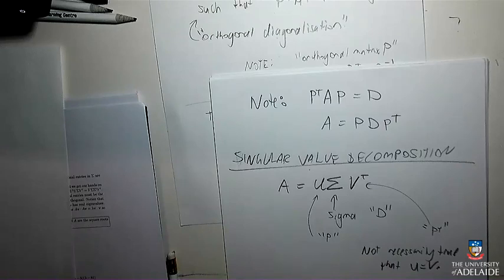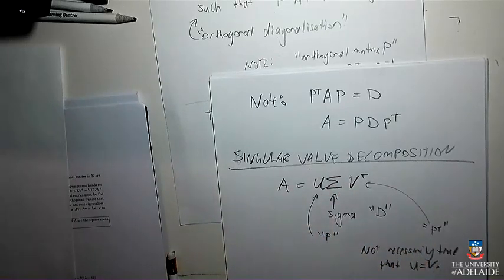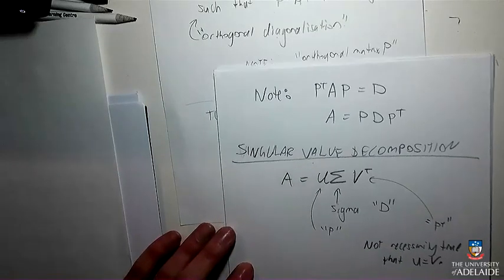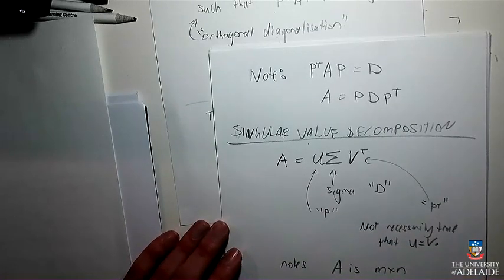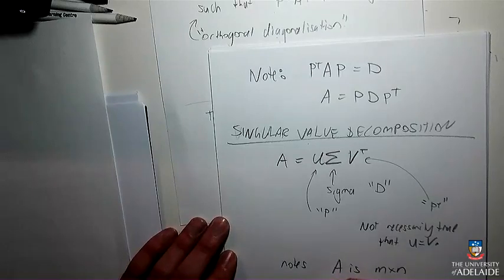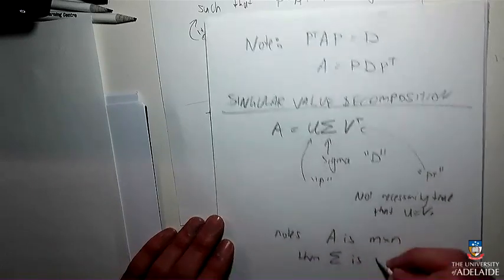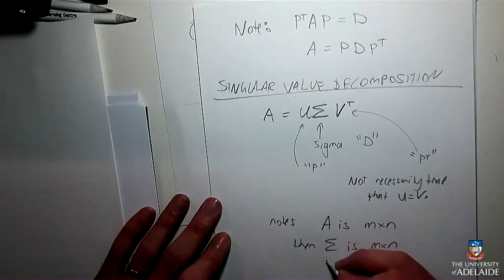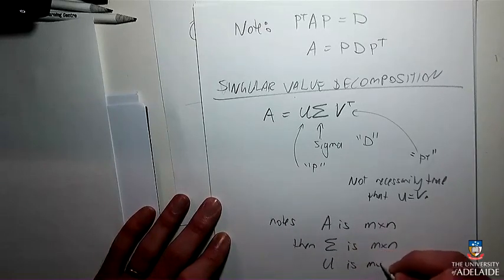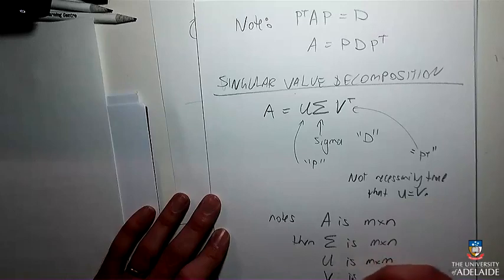And it may be that the matrix sigma and the matrix A are not square. But I'm pretty sure that the matrix sigma and the matrix A are the same size as each other. Yep. So just some notes. If A is m by n, then sigma is m by n as well. And U will have to be m by m, and V will have to be n by n.